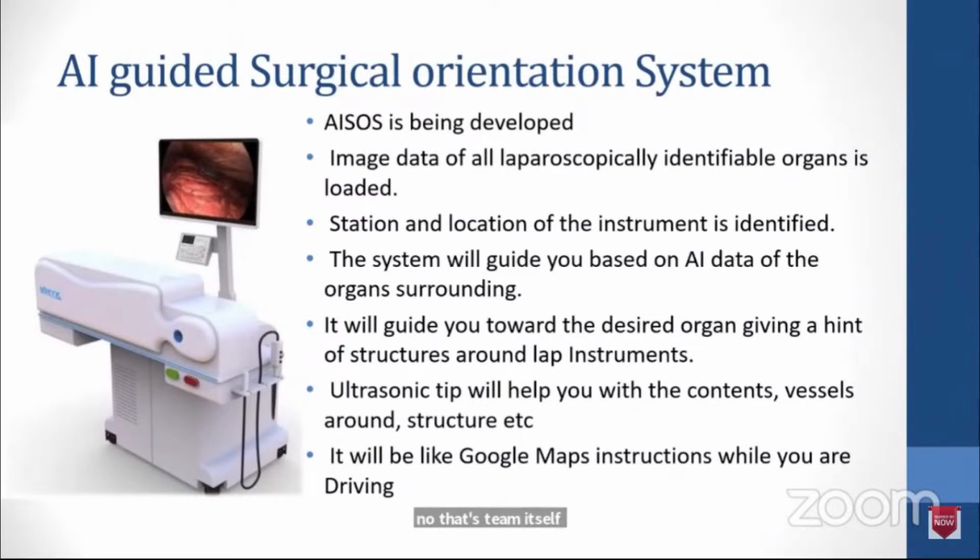Suppose I want to do a cholecystectomy, and I have taken a trocar in the umbilicus. The system can directly guide you how to go about it, giving you details of the organs around, how to go inside, and then going direct to the gallbladder. It will be something like Google Maps guiding you.